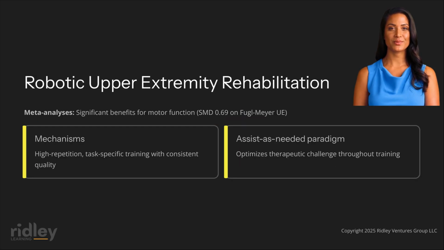Robotic rehabilitation systems have evolved substantially since their introduction to stroke rehabilitation, with current devices offering sophisticated capabilities for upper and lower extremity training across a range of impairment severities and functional goals. Meta-analyses examining portable robots for post-stroke upper limb rehabilitation have synthesized evidence from randomized controlled trials comparing robotic-assisted therapy to conventional approaches, finding significant benefits for motor function as measured by the Fugl-Meyer assessment, upper extremity subscale, with a standardized mean difference of 0.69, as well as improvements on the Action Research Arm test.